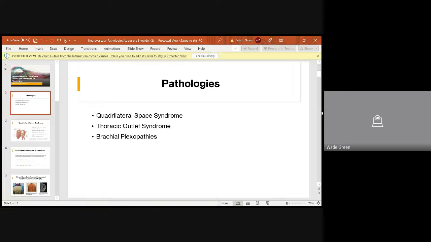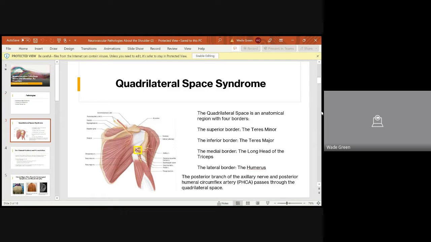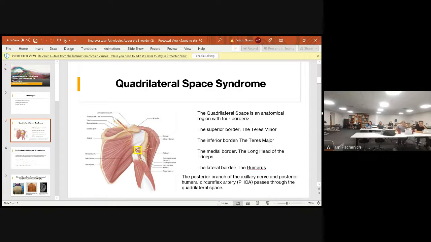So we're going to cover quadrilateral space syndrome, thoracic outlet, and brachioplexopathies today. Let's start off talking about quadrilateral space syndrome. First and foremost, we need to define what is the quadrilateral space. The quadrilateral space is an anatomical region with four borders.